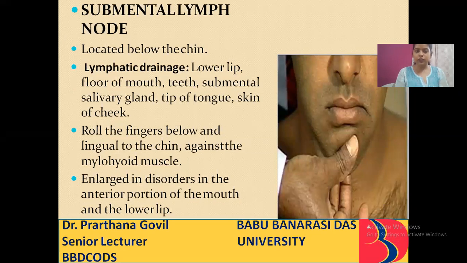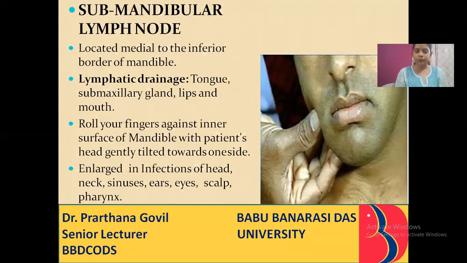Submental lymph nodes are located below the chin. The lymphatic drainage is of the lower lip, floor of the mouth, teeth, submental salivary gland, tip of the tongue, skin, and cheek. Roll the fingers below and lingual of the chin against the mylohyoid muscle. Enlargement indicates disorders in the anterior portion of the mouth and the lower lip.